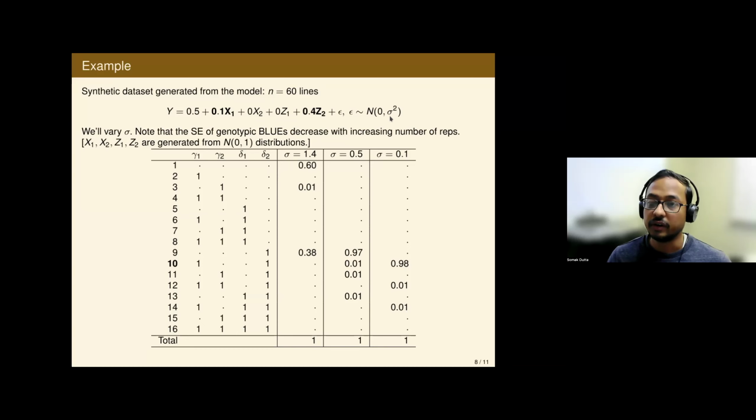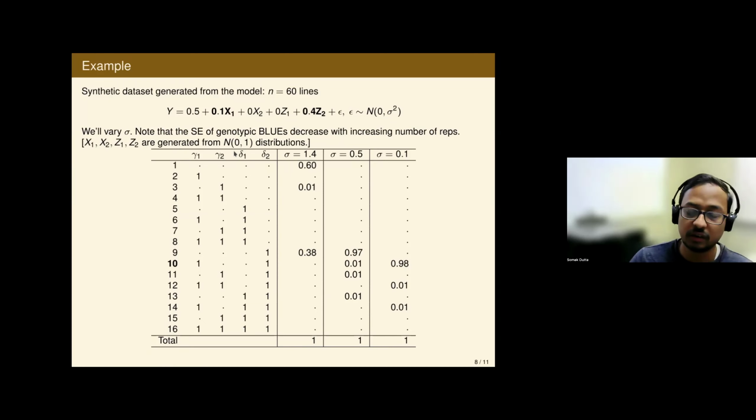And we will consider different values of the error variance. Now this error variance, sigma square, is connected, in a plant science study, with how many reps you do on the lines. If you do more reps, then your sigma square would be smaller. That's stat 101. The standard error of the genotypic BLUEs is related to sigma square, and it decreases with increasing number of reps. Here x1, x2, z1, z2 are synthesized from a normal distribution just for pedagogical purposes.